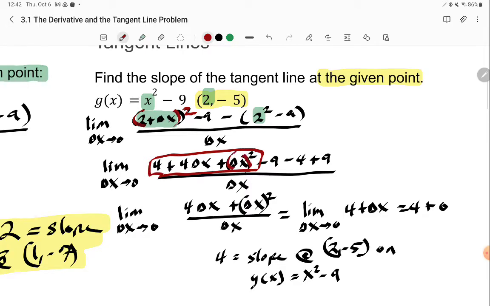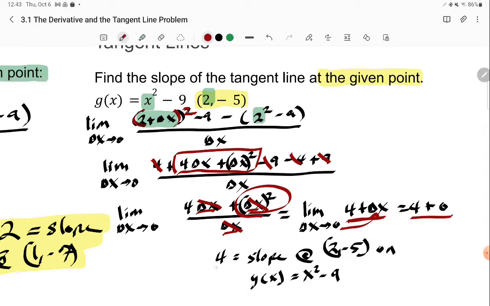And I put change in x in parentheses to show that it's all of that squared. Minus 9 minus 4 plus 9. Right? Then you look at things and see that they could cancel, like you have a positive 4, negative 4, negative 9, positive 9, and then you're just left with these two terms right there. And you notice that this one and this one all have at least one change in x, leaving you with just a change in x right here. So then you're left with 4 plus change in x. Now when you plug that 0 in, you get 4 plus 0, which is just 4.